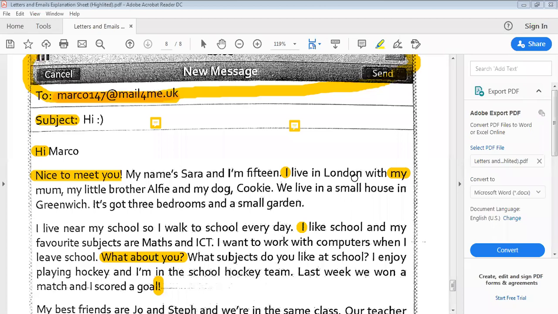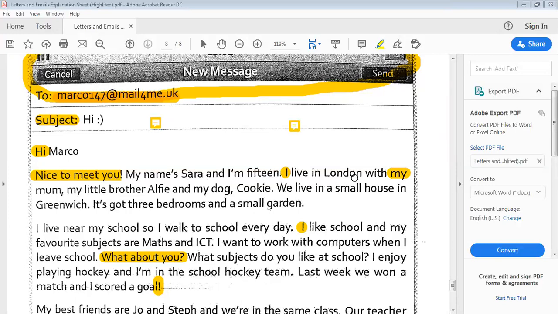What are the closing sentences of an email? They're just the same, honey, the same as the letter. Hope to hear from you soon, or I look forward to receiving your response. It can be anything, depending on whether it is formal or informal.